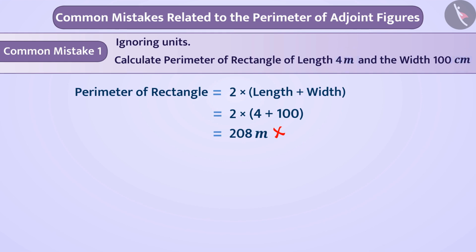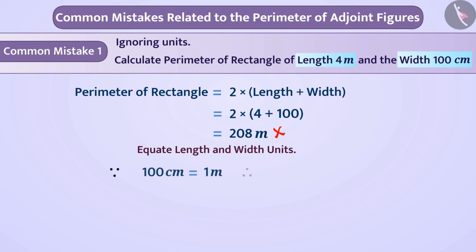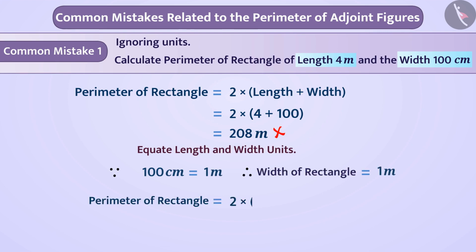For example, here the length of the rectangle is in meters and the width is in centimeters. So first, we should equate the units of length and width. Since 100 centimeters is equal to 1 meter, the width of the rectangle is 1 meter. Thus, the perimeter of the rectangle is 2 multiplied by 4 plus 1, that is 10 meters. This type of mistake can be avoided by reading the question carefully.